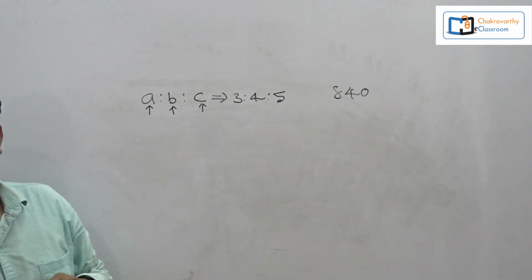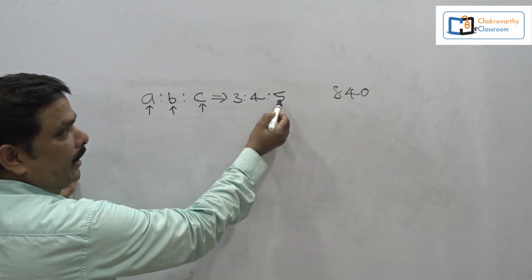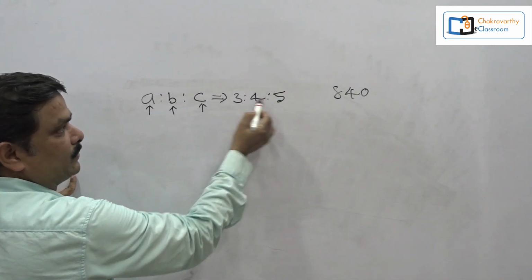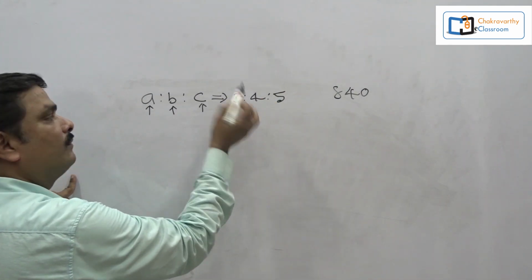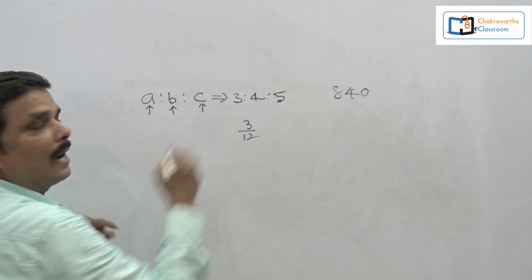You can do it very easily. Just now we had one small example how to do that one. So if the total amount is 5 plus 4, 9 plus 3, 12. If the total amount is 12 rupees, B's share is 3 out of 12.